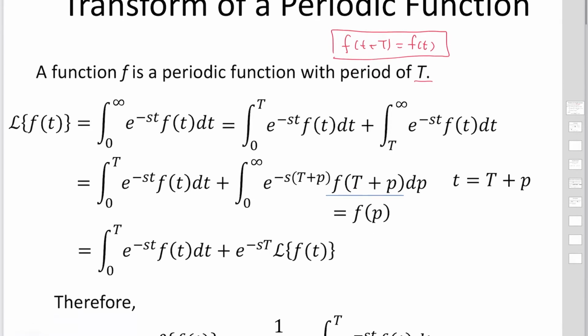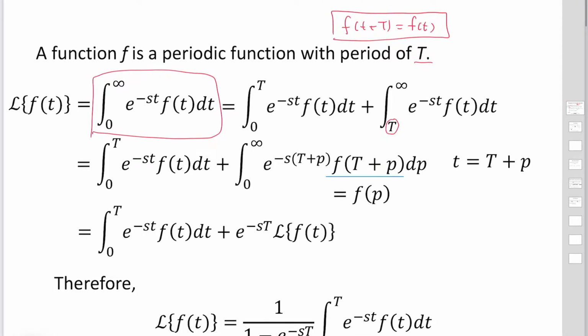So the Laplace transform of f is expressed using the definition of the Laplace transform. Then we split it into two parts. One is the integral from 0 to the period capital T. And the other, the second term, is from capital T to infinity. We change the variable from t to p. So t is defined as T plus p. Then substitute t equals T plus p.